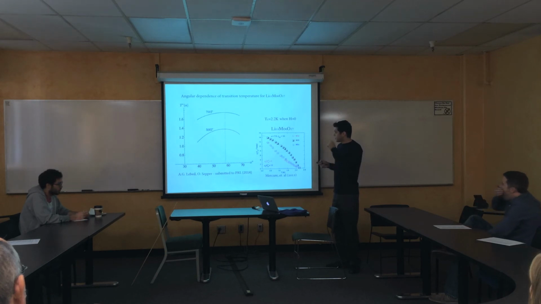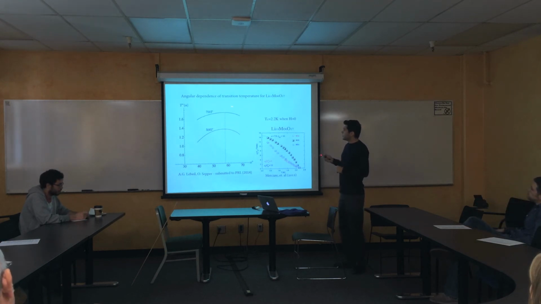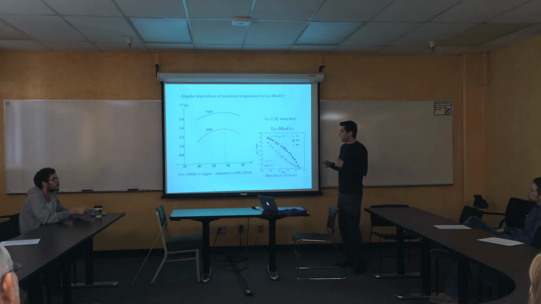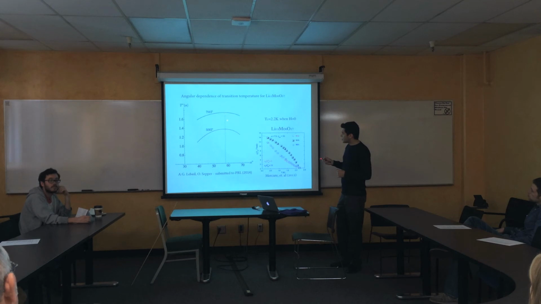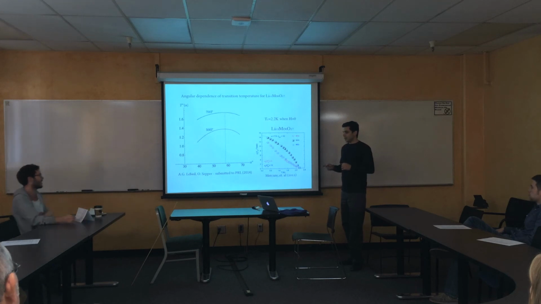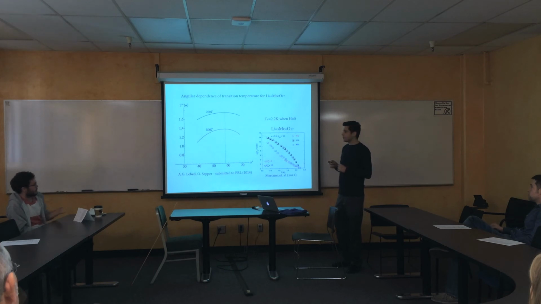So what we find here is that the transition temperature, where superconductivity is restored, actually has an angular dependence, but a very weak angular dependence. You can see that at 700 Tesla, the maximum transition temperature occurs at around 58 degrees. And at 500 Tesla, the maximum seems to persist. So the angular dependence is not very sensitive to the applied magnetic field, but the critical temperature is.